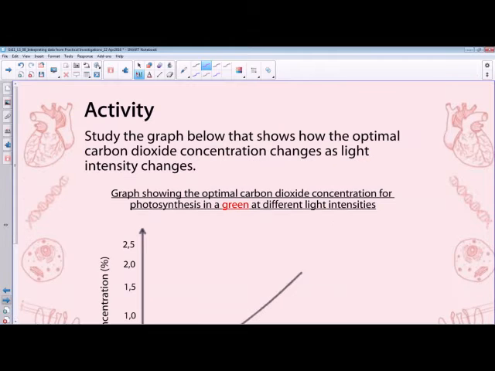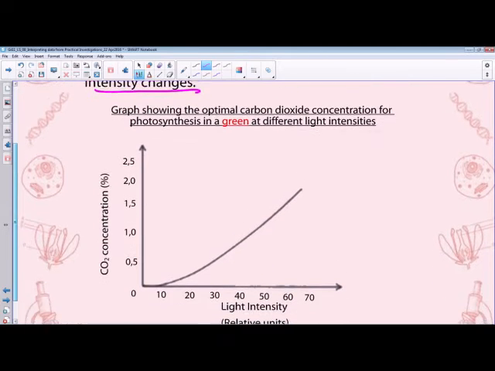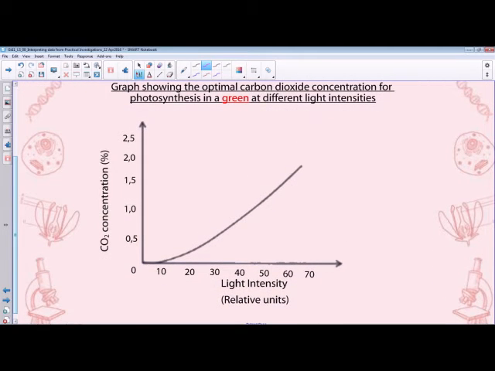Let's look at the next activity. Study the graph below that shows how the optimum carbon dioxide concentration changes as the light intensity changes. So here we're looking at a graph that shows an increase in light intensity, and it shows the level of carbon dioxide intensity on the y-axis.